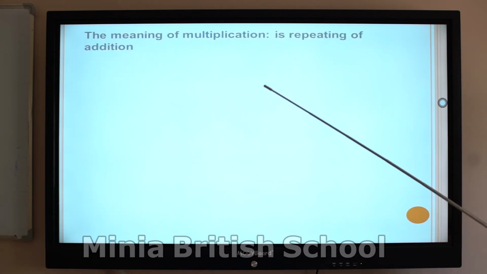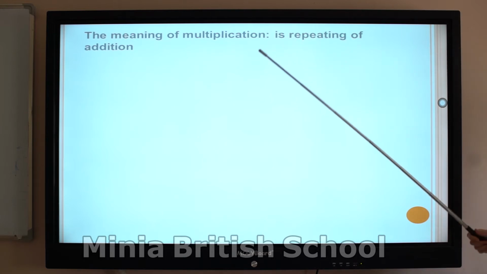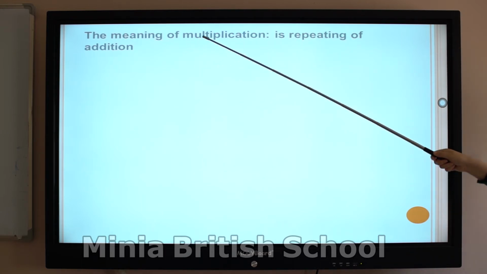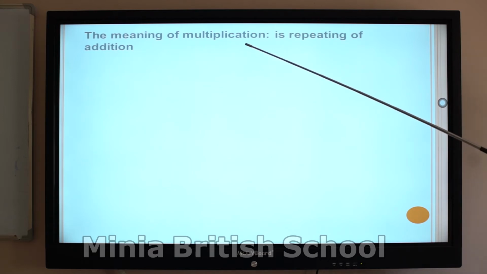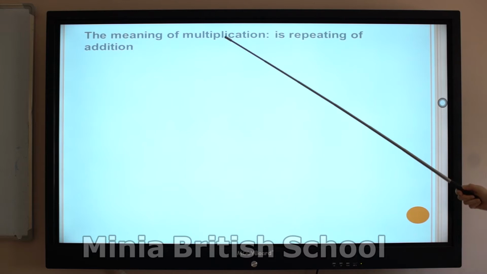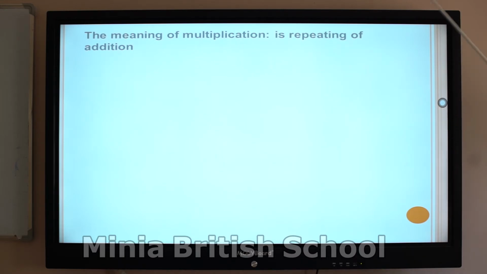Okay. So when we add 4 plus 4 plus 4 and convert the plus to times, the meaning of multiplication is repeating of addition.